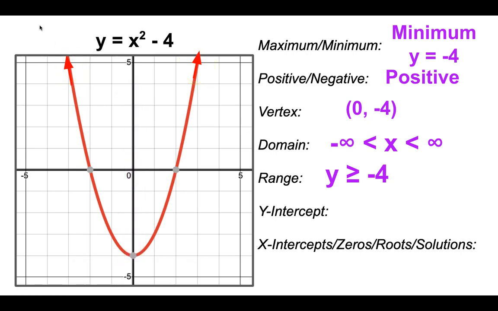The y-intercept is where it crosses the y-axis. It is also the same as the vertex in this case because it rests on the y-axis. This is the point 0, negative 4. Lastly, we want to see where the solutions to this quadratic function are. These are the x-intercepts, zeros, roots, or solutions, and they are right here. These are x equals negative 2 and x equals positive 2.